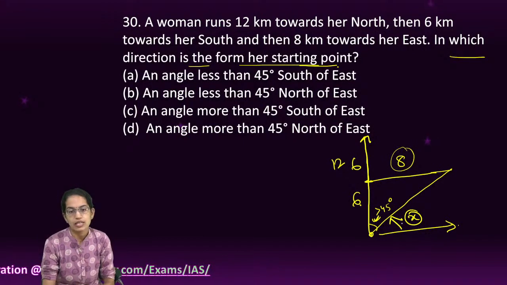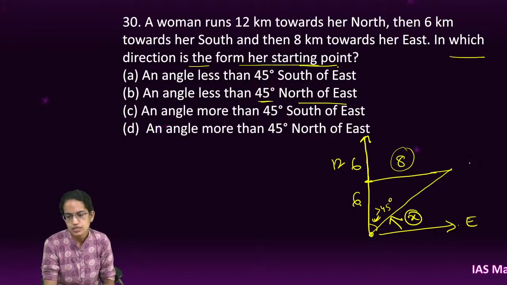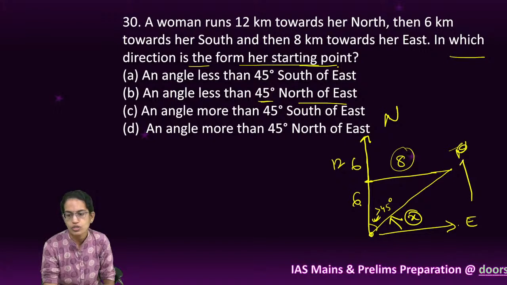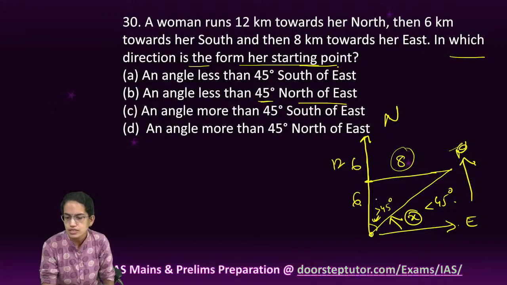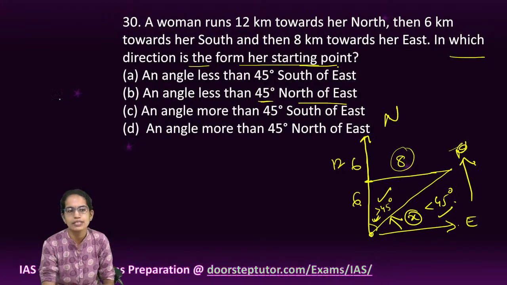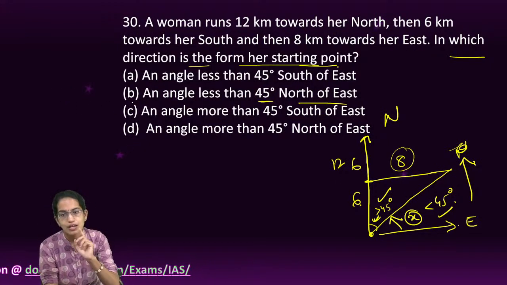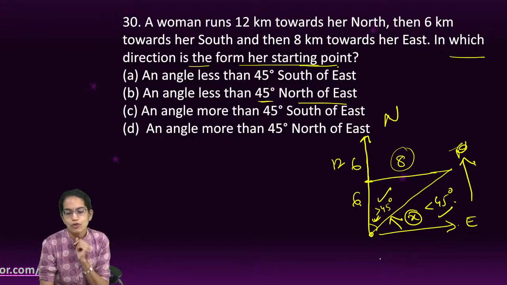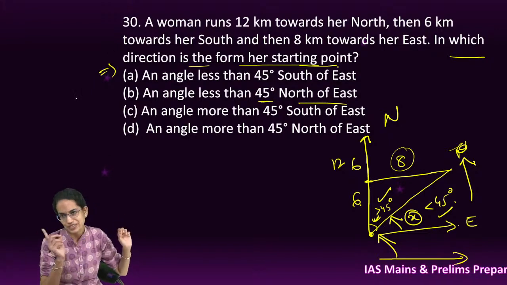The next important thing is that the question says an angle less than 45 north of east. So this is east, this is north. So this is north of east, and this angle would be less than 45 degrees, because since this is more than 45, this has to be less than 45. Clear? Another common mistake we make here is from which direction we have to count the angle. The angle is always counted from the direction which is given in the question.